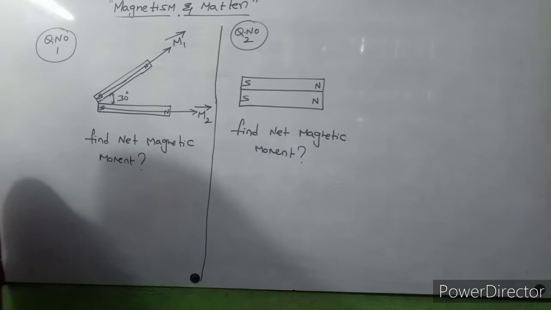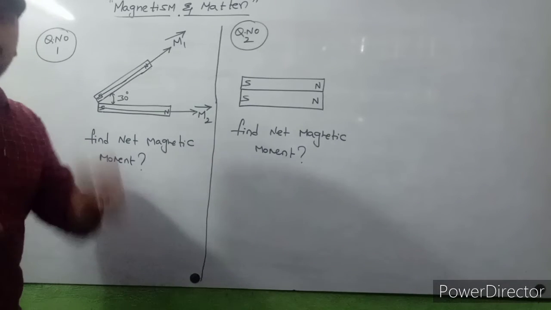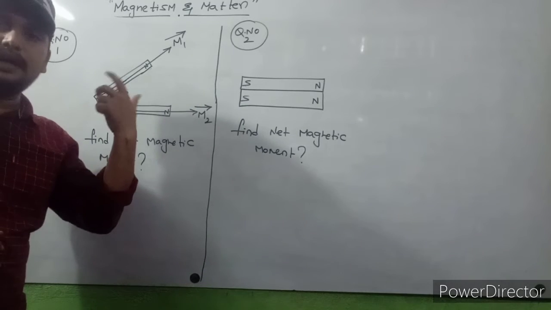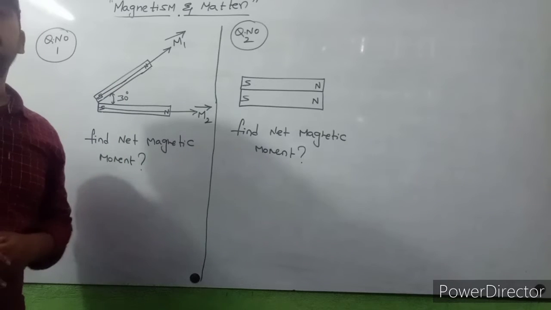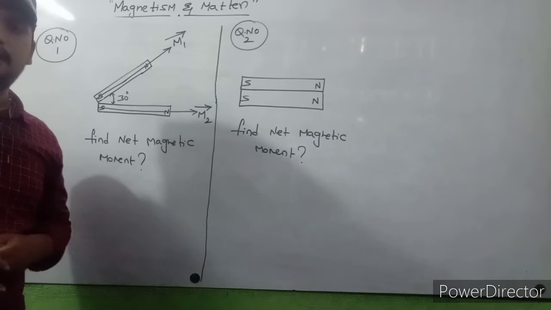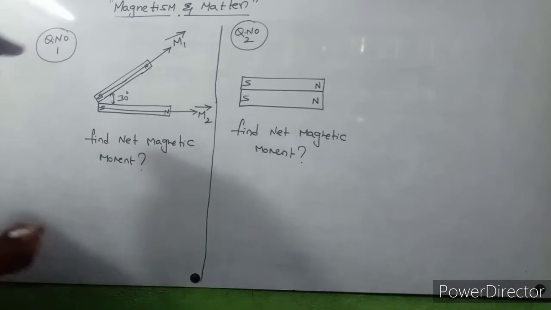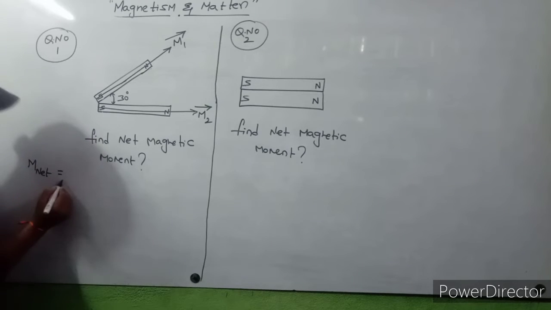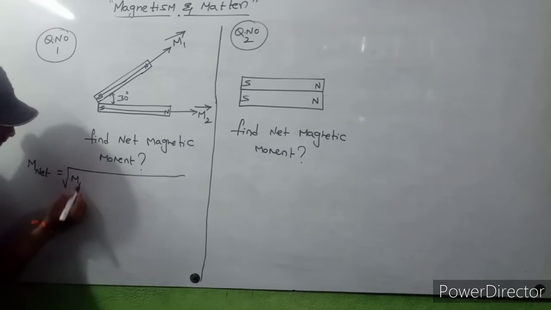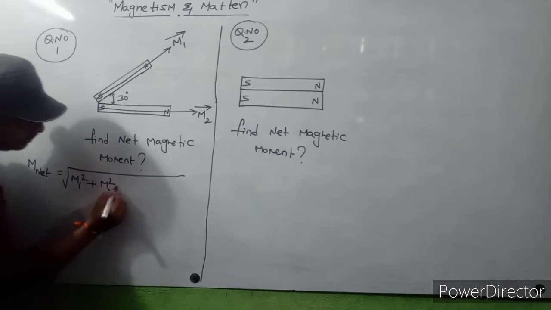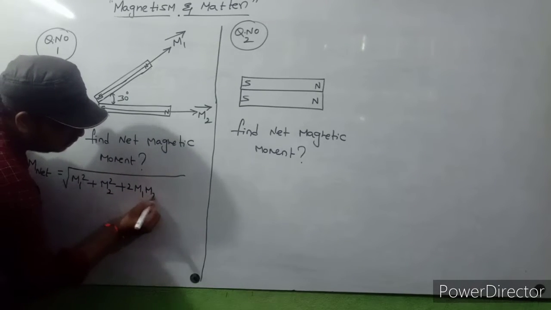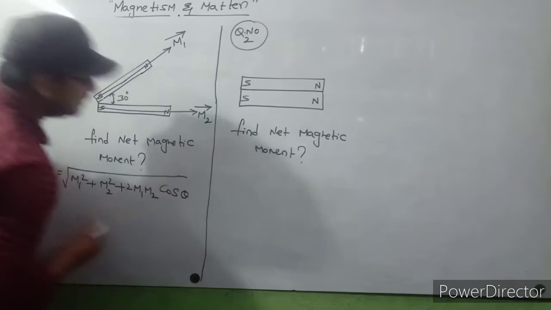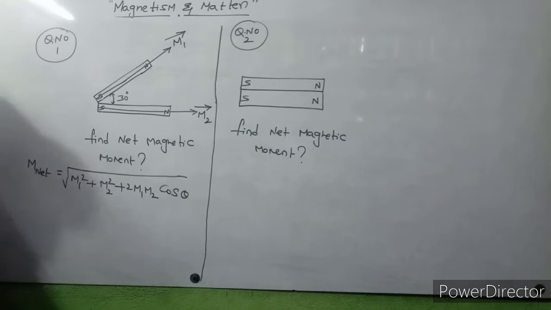So they are separated by 30 degrees angle. You know already, if 2 vectors are separated by an angle, how to find the resultant or net magnitude of that vector? So the formula is Mnet is equal to square root of M1 square plus M2 square plus 2M1 M2 cos theta. So this is the formula.